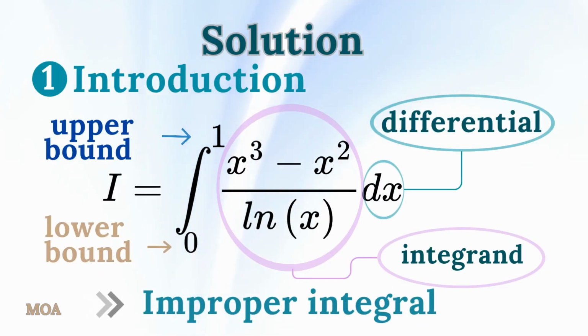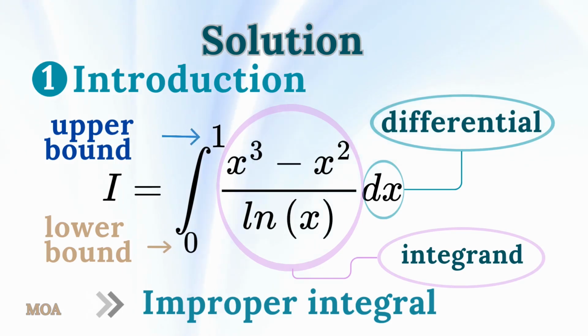Well, before starting the solution, let's observe the boundaries of integration, 0 and 1. At the lower bound, x equals 0, the natural logarithm of x is undefined. At the upper bound, x equals 1, the natural logarithm of 1 equals 0, making the integrand a 0 over 0 indeterminate form. So, the integrand is undefined at both boundaries. This integral must initially be treated as an improper integral.